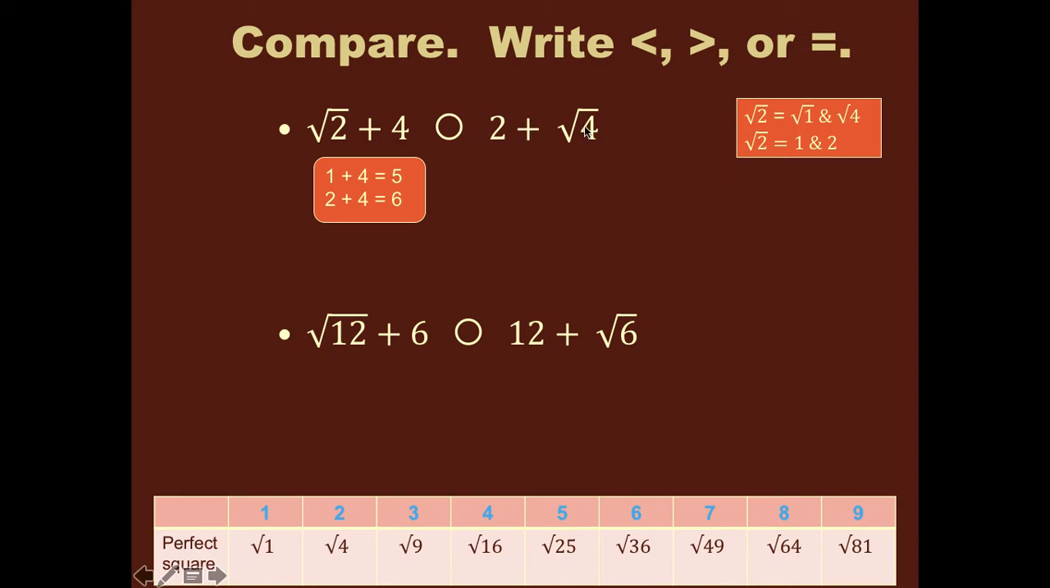Now come to the next. We know that the square root of 4 is 2. So 2 plus 2 is 4. Now which side seems to be bigger?